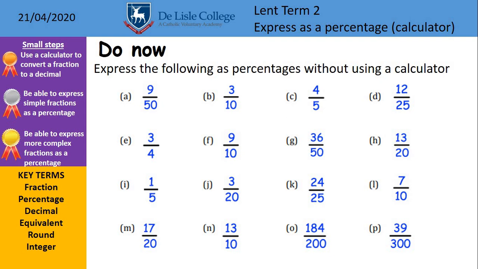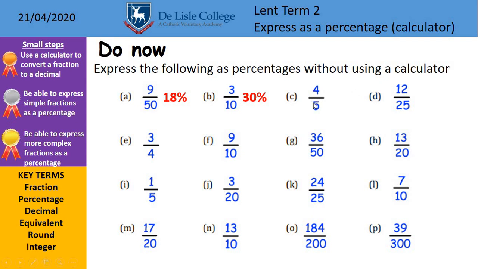So in the last lesson we looked at making the denominator 100 by multiplying, or in some cases dividing, and doing the same to the numerator. So for the first one, 9/50ths, we would double the denominator to get it out of 100, so we also double the numerator. So this would give us 18%. So for 3/10ths, we would multiply the denominator by 10. So we do the same to the numerator to give us 30%.